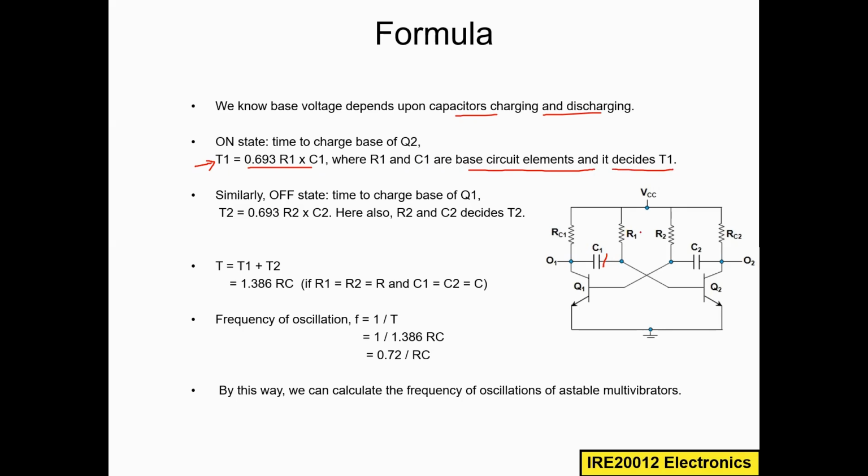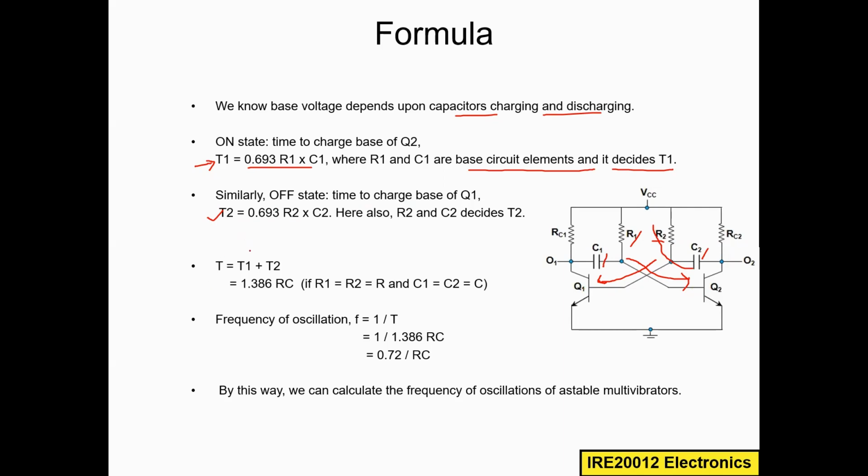So R1 C1 and R2 C2 decide how long this transistor should be on and how long this transistor should be on. Similarly for the off state, the formula is the same. T2 is equal to 0.693 R2 C2. So based on these two things, we are driving the base of Q1, and then we are driving the base of Q2.